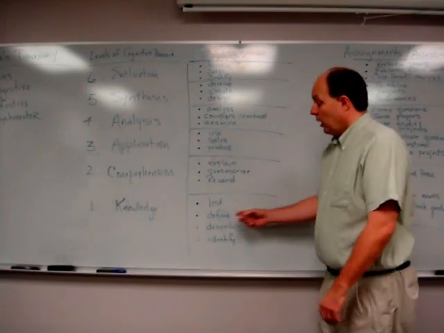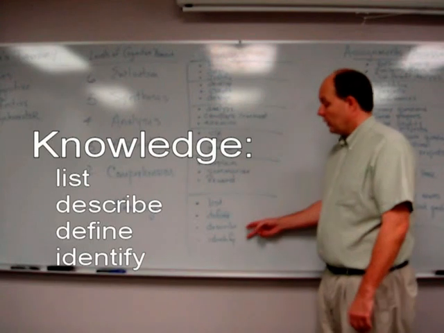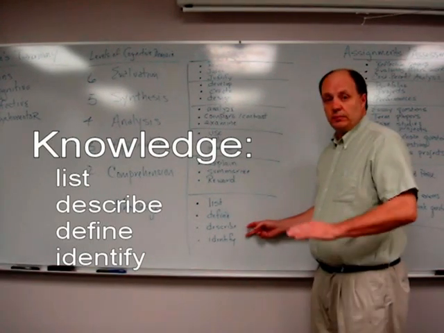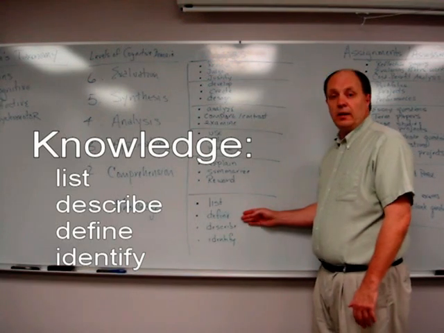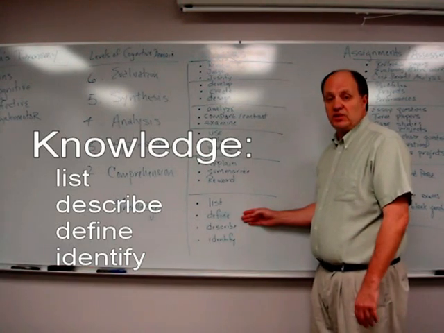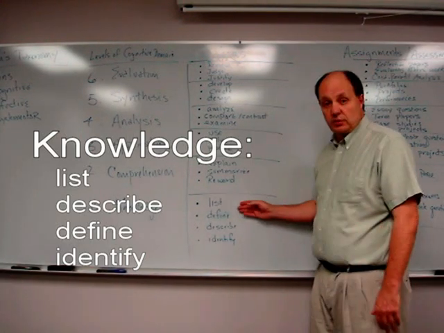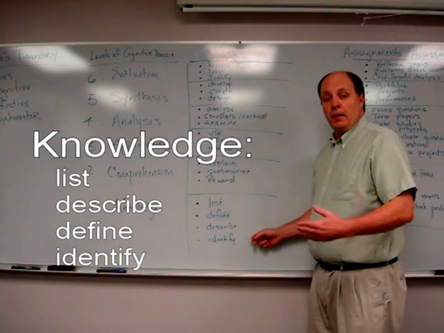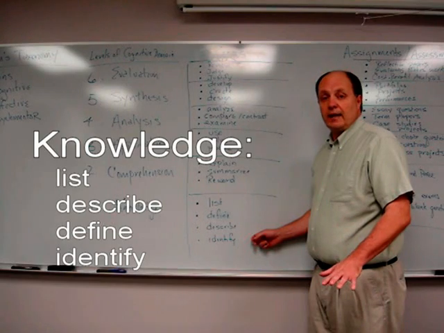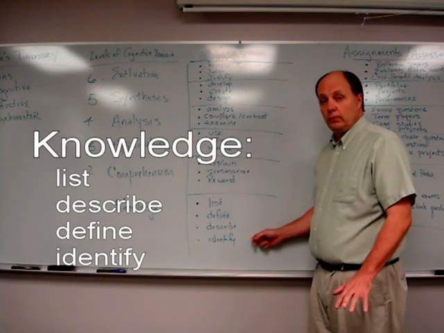For example, in knowledge, we're just asking really, what is it that they know? And so when you see a course objective or competency that says the student should be able to list or define or describe or identify, basically all we're asking for at that level is the cognitive domain. What does a student know?